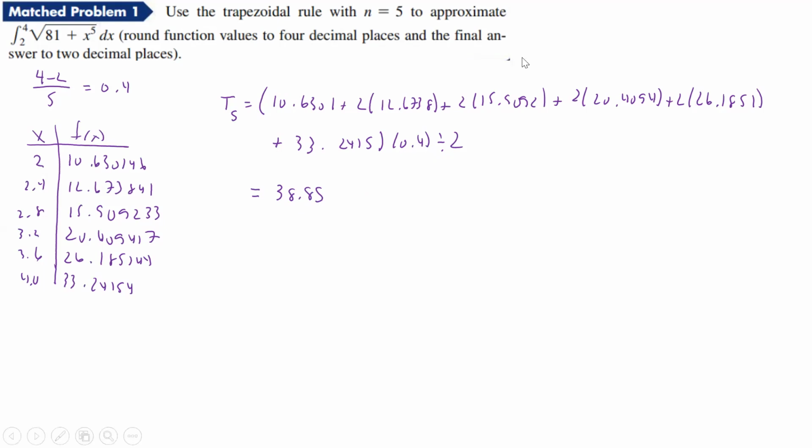Okay, so that is using the trapezoidal rule to find the solution to this problem. All right, so let's stop there and we'll come back for some more.